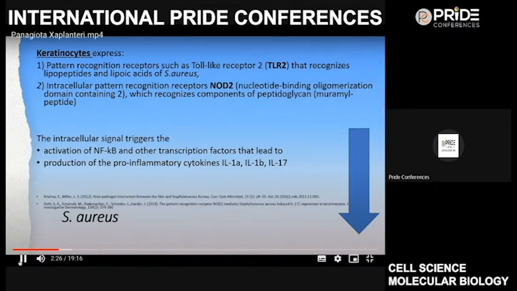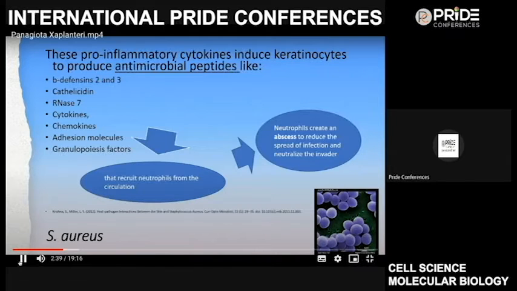The cellular signal triggers the activation of NF-kB and other systems. These pro-inflammatory cytokines induce keratinocytes to produce antimicrobial peptides like beta defensins, cathelicidin, RNase, cytokines, chemokines, adhesion molecules, and granulopoiesis factors. As a result, neutrophils are recruited from the circulation, and those neutrophils create an access to the spread of infection and neutralize the invader.